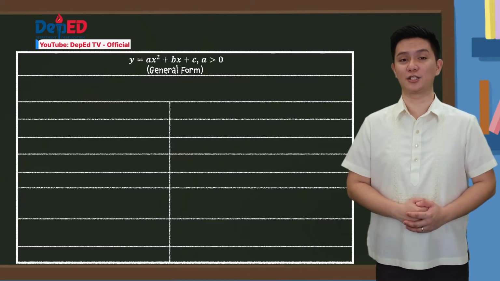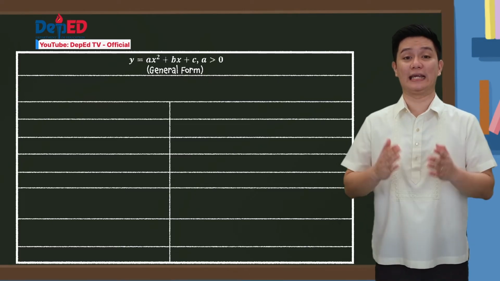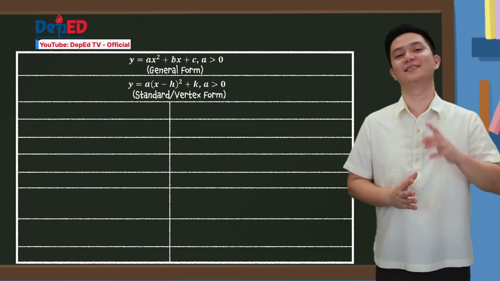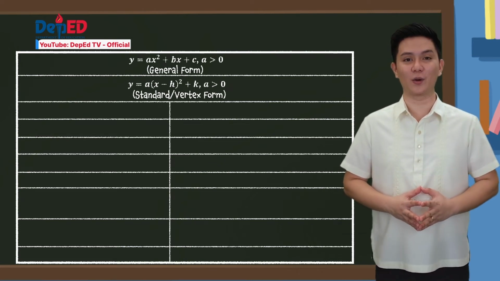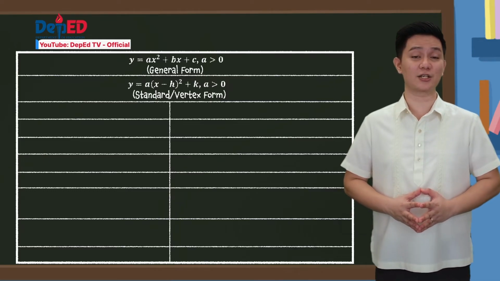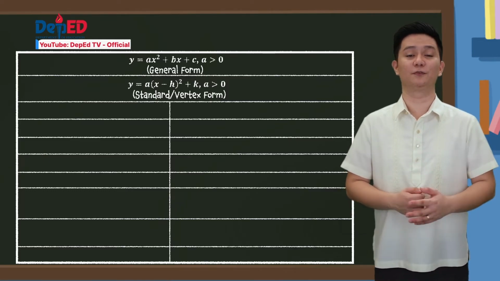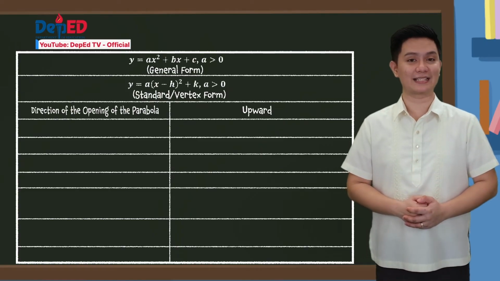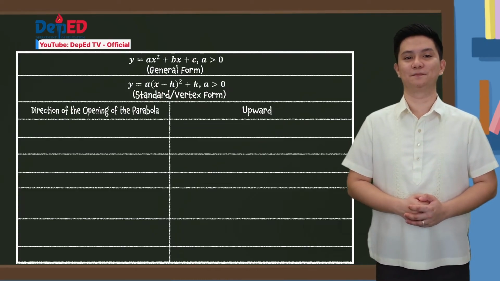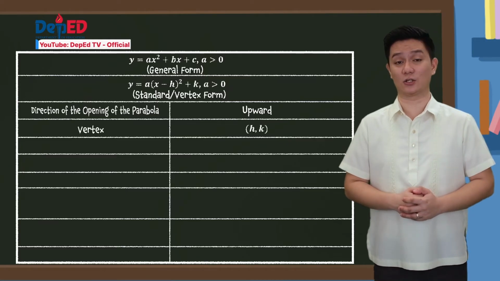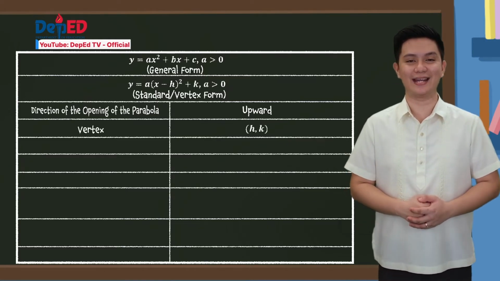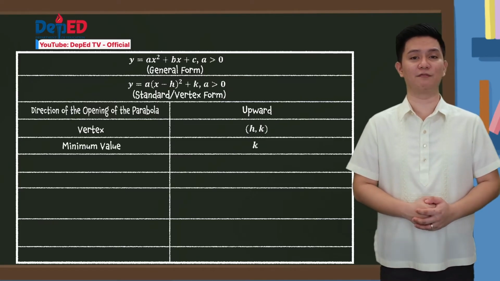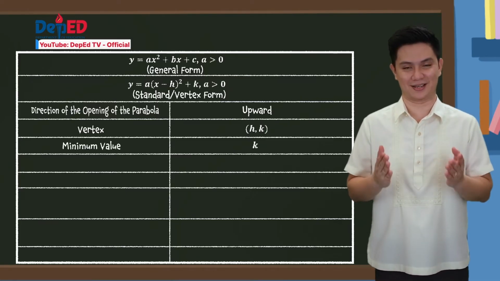Given a quadratic function written in general form, it can be rewritten in standard or vertex form. And if a is greater than 0, the following are the characteristics of the function and its graph. First one, the direction of the opening of the parabola is upward. Its vertex is described by the ordered pair (h, k). The function has a minimum value which is equal to k.